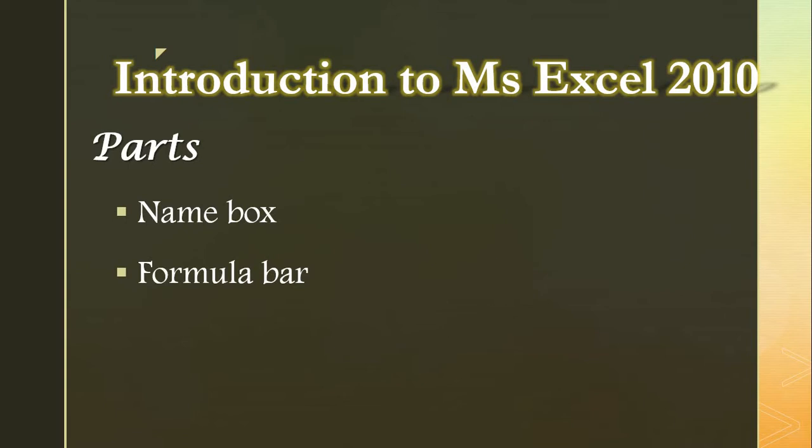The formula bar contains two buttons. One is the enter button and another one is the cancel button. Enter button is used to accept the data. It works like the enter key on the keyboard. And the cancel button is used to reject the data. It works like the escape key on the keyboard.